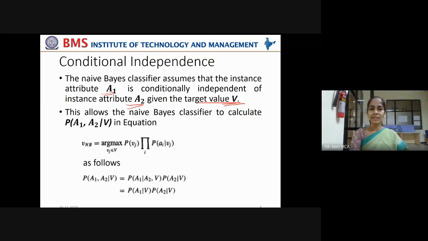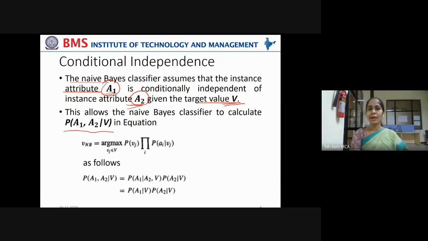Okay, now let us see. The naive Bayes classifier assumes that the instance attribute A1, say sky, is conditionally independent of the instance attribute A2, say humidity, given the target value, playing tennis on that particular day, say S. Now, this allows the naive Bayes classifier to calculate probability of A1, comma A2 given V.